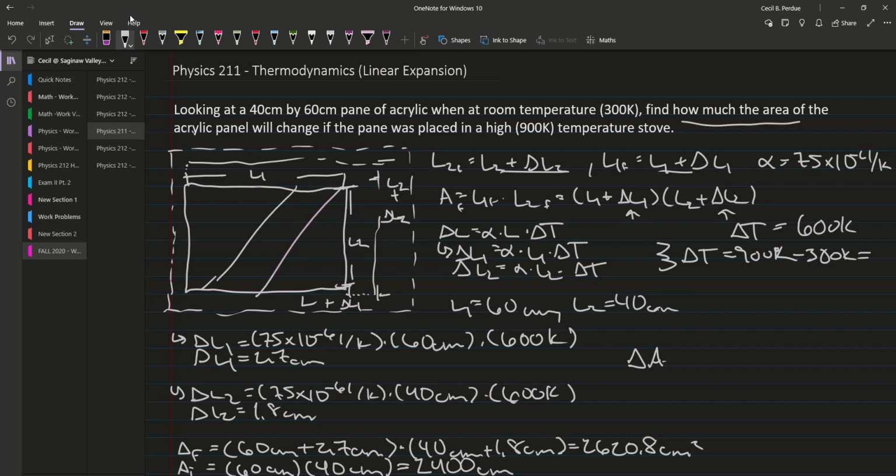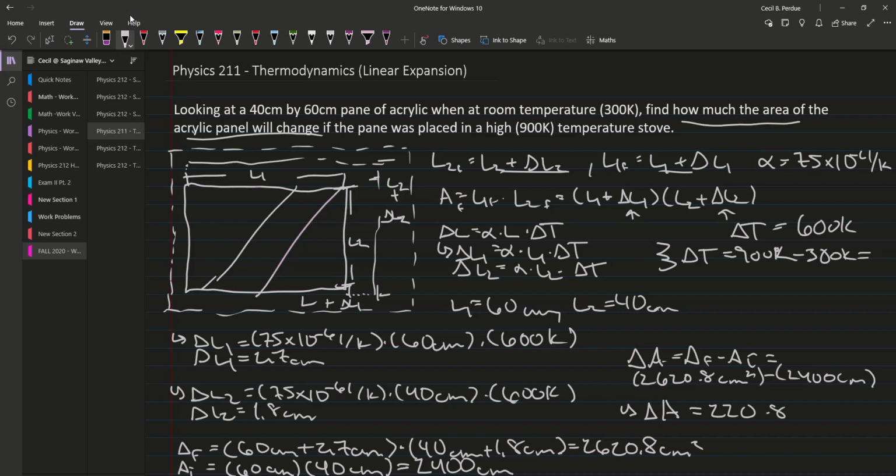If we want to find the change in area, which is what we were originally wanting to find, how much the area of the acrylic panel will change, then our change in area is just going to be AF minus AI, or it's going to be equal to 2,620.8 centimeters squared minus 2,400 centimeters squared, or the change in area is going to be equal to 220.8 centimeters squared for our final answer.